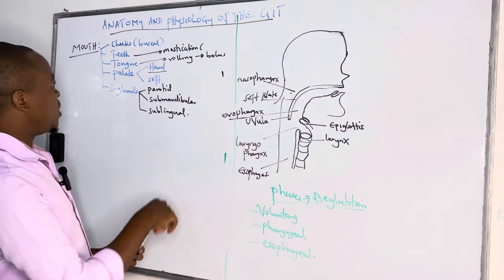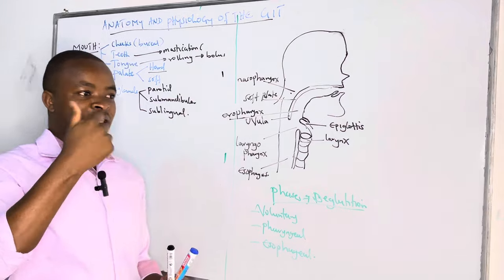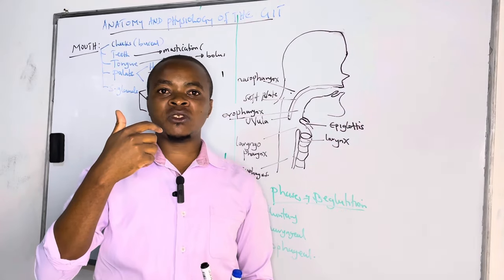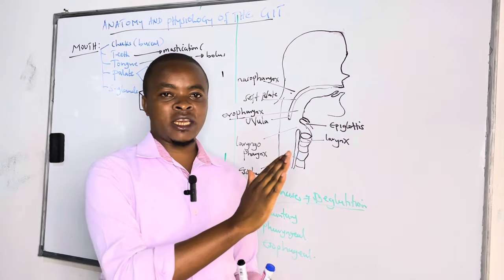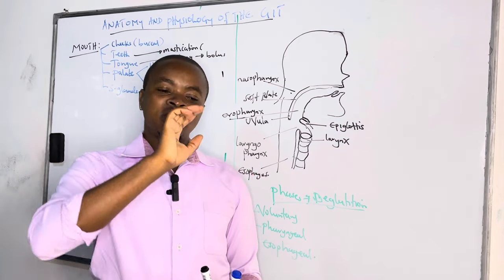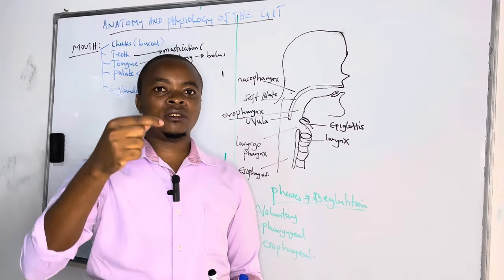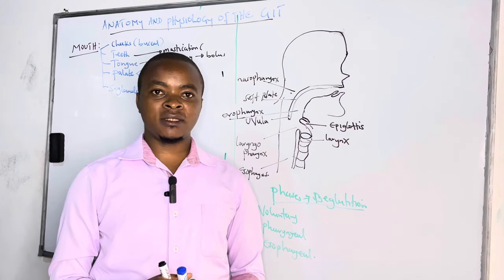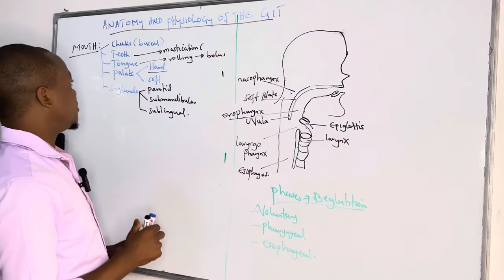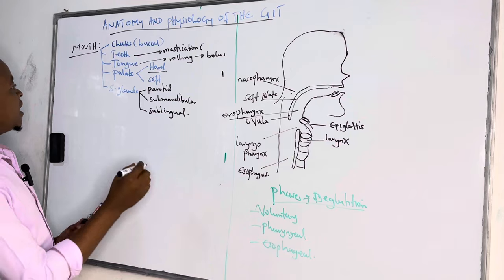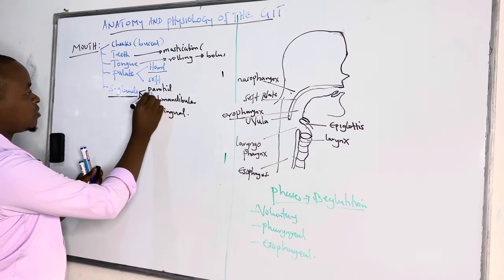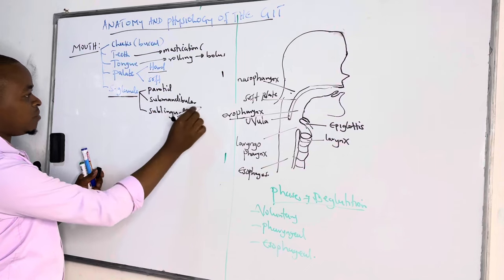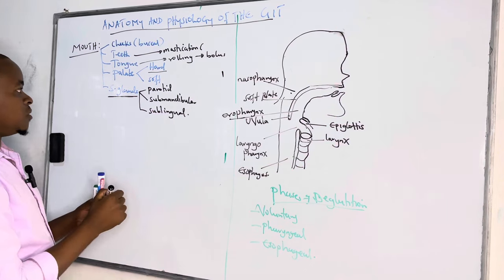When the tongue rolls, it has skeletal muscles which enable it to move sideways and upward, and it rolls the food to form the bolus. And when it is rolling the food, we have the salivary glands. These salivary glands include the parotid gland, the submandibular, and the sublingual.